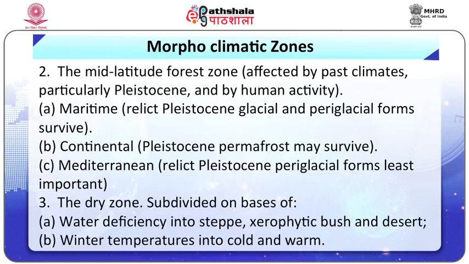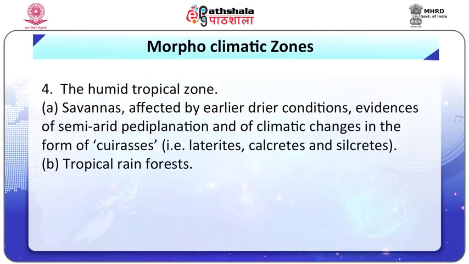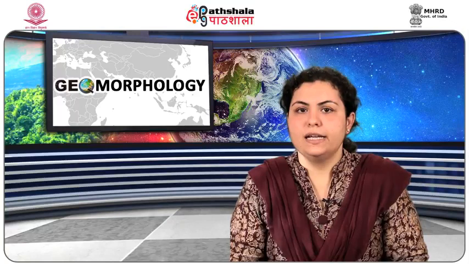Third is the dry zone, subdivided on the basis of A. water deficiency into steppe, xerophytic bush and desert, B. winter temperatures into cold and warm. Fourth, the humid tropical zone. It includes A. the savannas affected by earlier drier conditions, evidences of semi-arid pediplanation and of climatic changes in the form of cuirasses, that is laterites, calcretes and silcretes. B. Tropical rainforests.